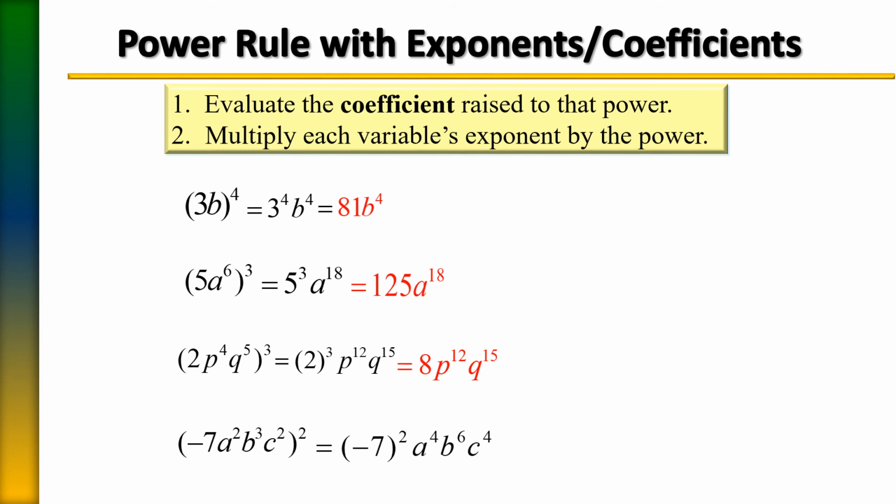Lastly, we need to solve the numeric part of it. So recall that an even number of negatives will always equal a positive. So that's going to be -7 squared is going to give me 49, A to the 4th power, B to the 6th power, C to the 4th power, and there you have it, the power rule of exponents.